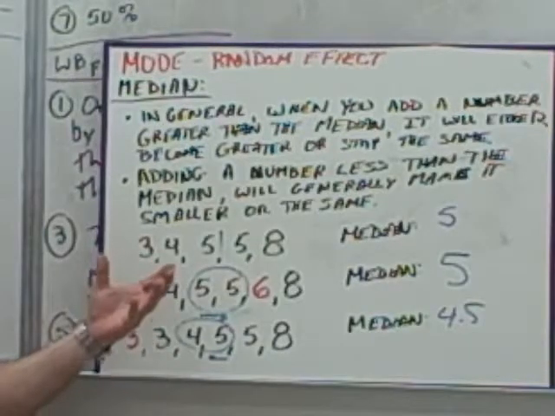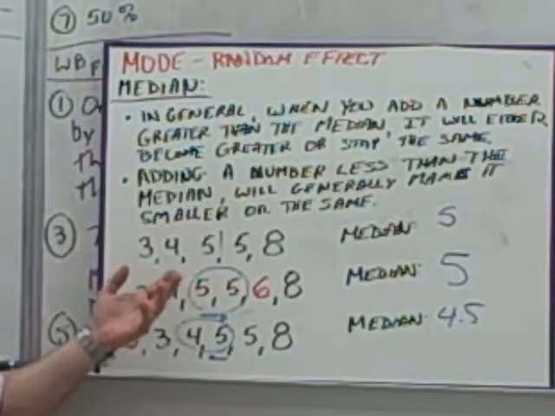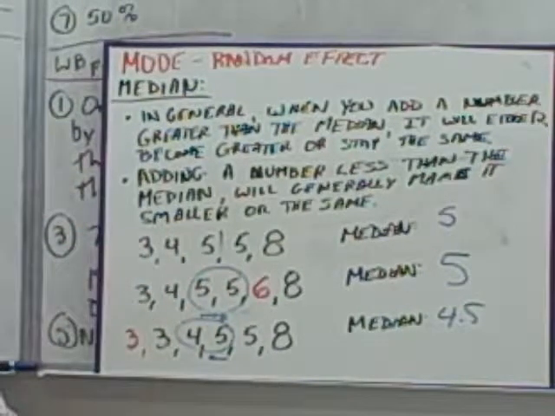If you add in a number that's greater than the median and there's no repeating in the middle, it's going to make the median larger. If you add a number less than the median and there's no repeating in the middle, it's going to make the value smaller. If there's repeating in the middle, it could stay the same.